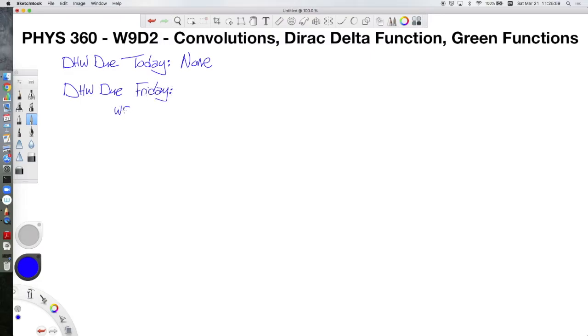One of those will be for week 9, day 2, this lecture, and it will be section 8.10, problem 4, section 8.11, numbers 13 and 15, and section 8.12, number 2. There will also be a daily homework from week 10, day 1, that is chapter 12, section 1, numbers 2 and 3, and then chapter 12, section 2, number 1.